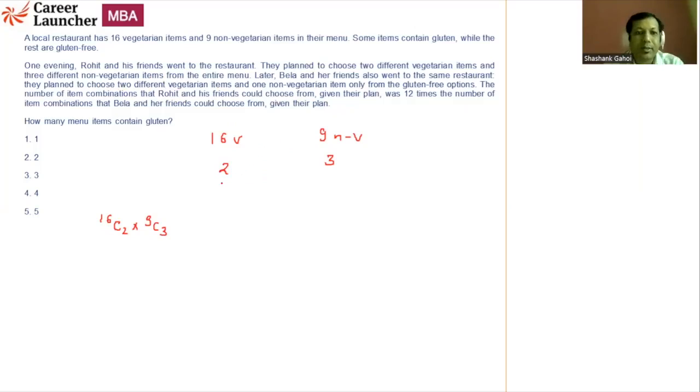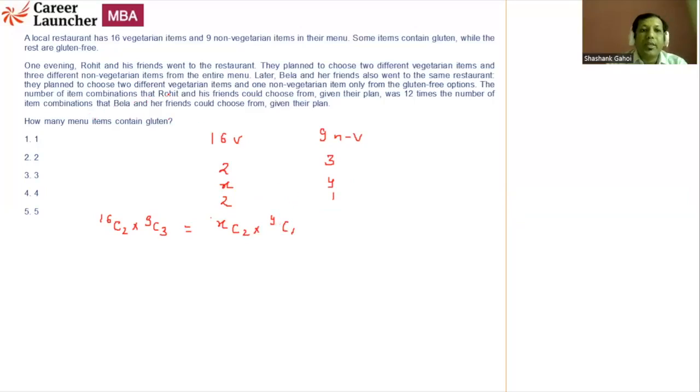So let's say there are X gluten-free and here are Y gluten-free. They are picking 2 vegetarian items out of X. They are picking 1 non-vegetarian item from Y. So what is the total number of selections? That is going to be XC2 into YC1.